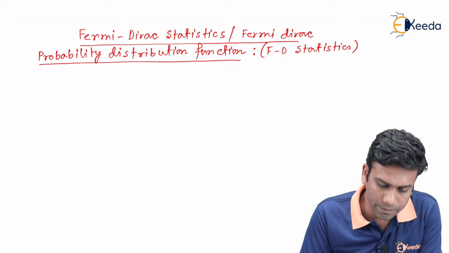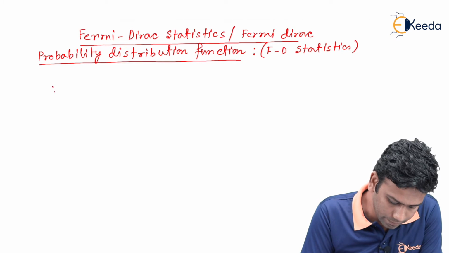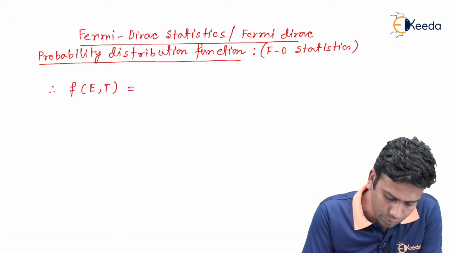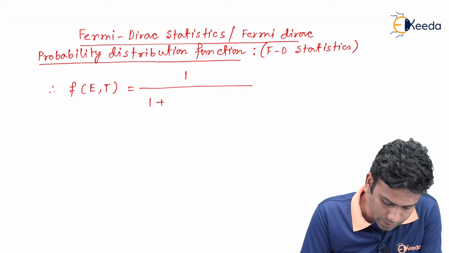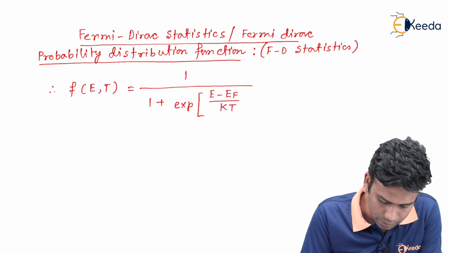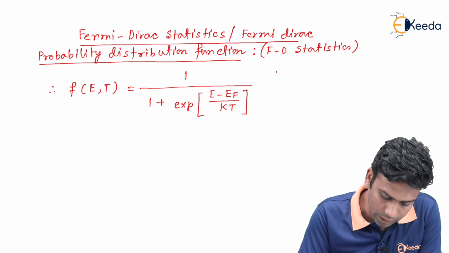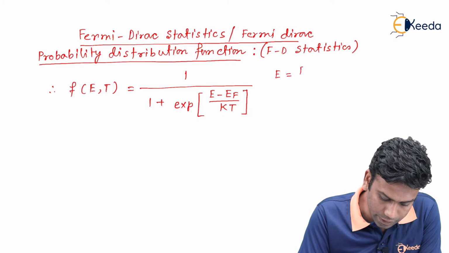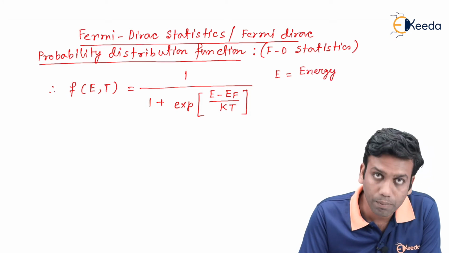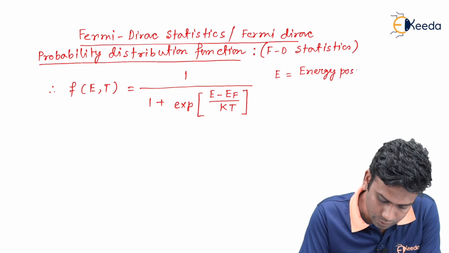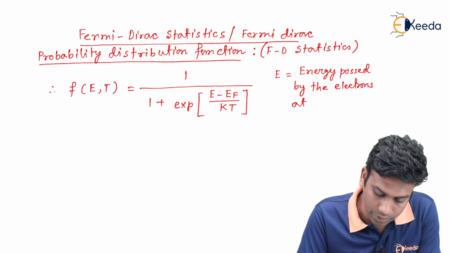So, this statistics gives an equation like this: F of E and T is equal to 1 by 1 plus exponential to the power (E minus EF) by KT, where E is the energy possessed by the electrons at some given temperature T.